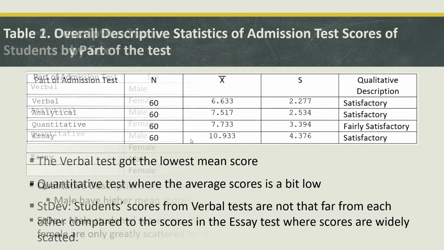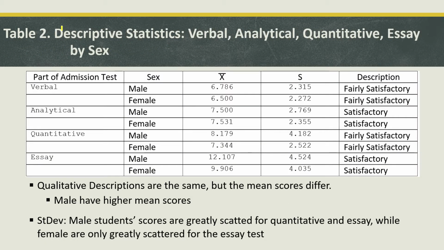Next is the descriptive statistics of dependent variables by sex. This table shows scores of different parts of the test in relation to sex. As the table shows, we can say that both sexes did fairly satisfactorily for the verbal and quantitative tests, and satisfactorily for analytical and essay. However, we can clearly see with the mean scores that the male scores are way higher than the female scores. So I have here that it negates the study of Young in 1999, whose study found out that female learners had more strategy awareness compared to the other sex. For the admission test scores, it shows that male test takers got better results.